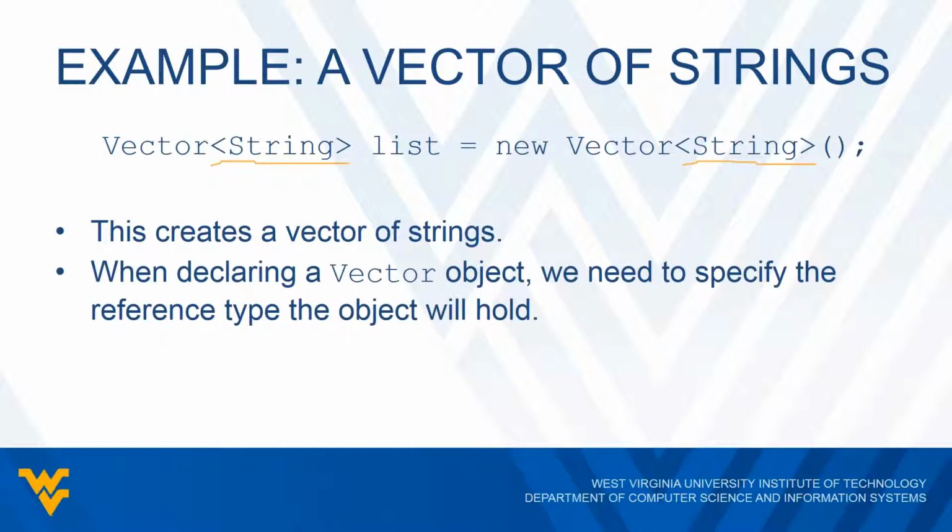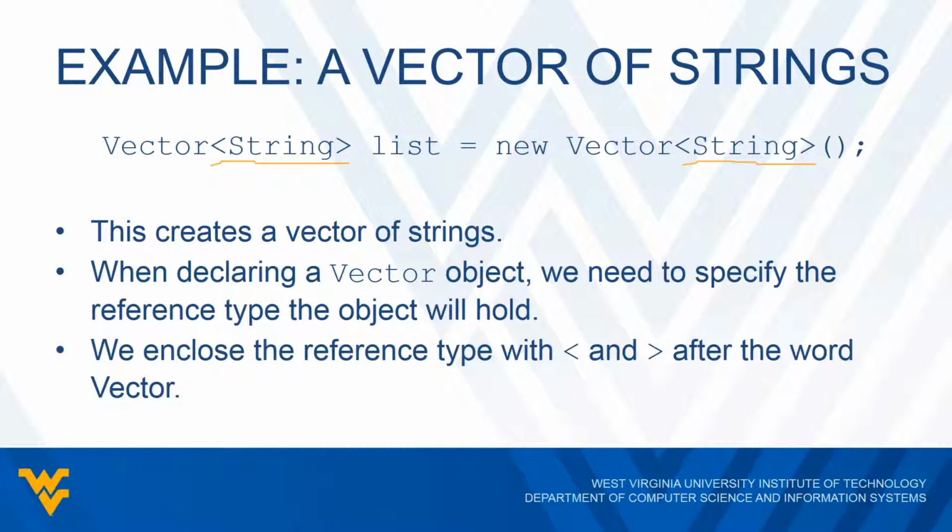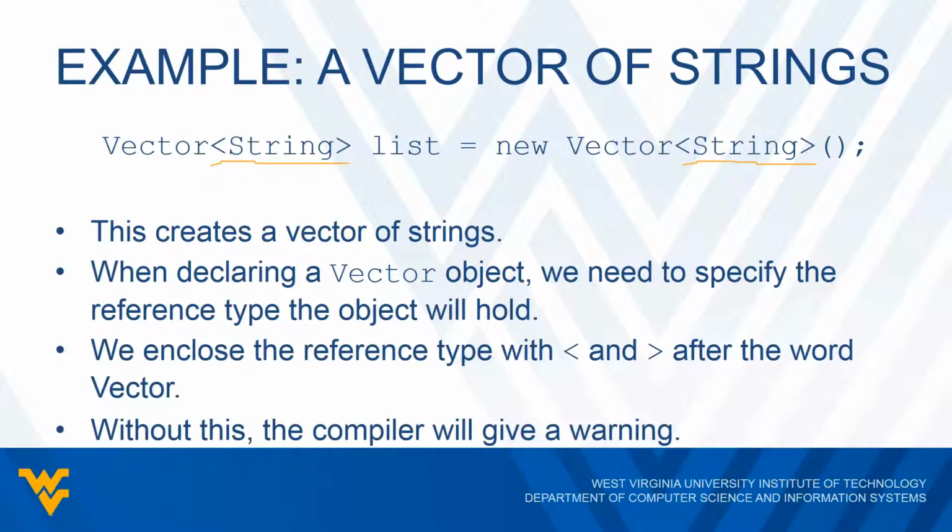So the point here is that whenever we declare a vector object, we have to specify the reference type that the object is going to hold. And we do that by enclosing the object type with a less than symbol and then a greater than symbol, and then that's placed after the word vector. And if we don't include this, the compiler will give us a warning. It's going to say, I see you're trying to create a vector of some type of object, but you're not specifying what that object is. So it could be anything. It would be nice if you just specify what exactly you're supposed to be putting in here.